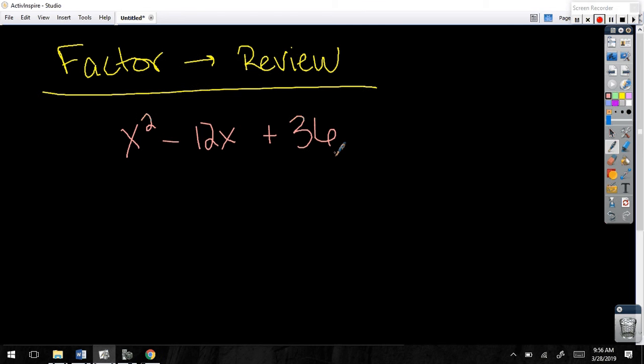Now, you can't divide every term by any specific number. Do we agree? Because the first one has a 1 as a leading coefficient, right? So I need to go ahead and multiply A and C together. What is A times C? 36. Tell me two things that multiply to positive 36 but add to negative 12.